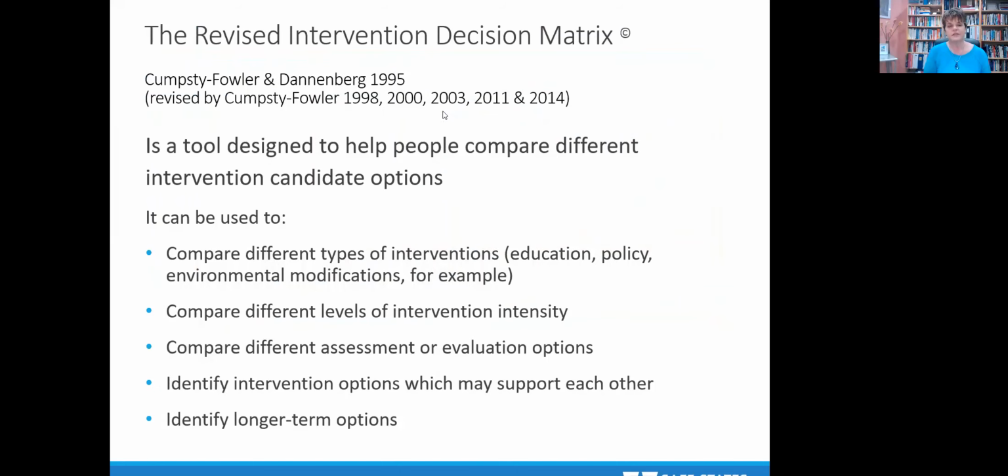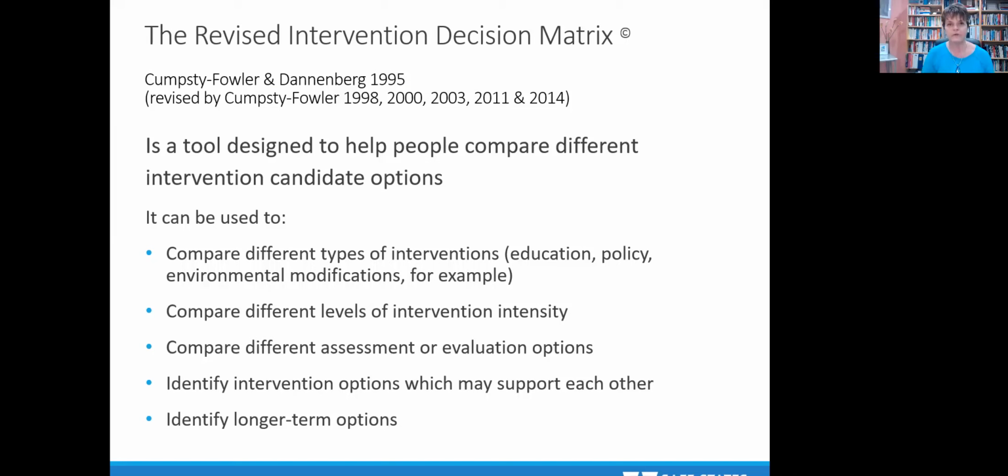The revised intervention decision matrix has a long history. Andy Dannenberg and I co-designed it back in 1995 when Andy was still at Johns Hopkins. And over the years since he's left, I've revised it many times again, and always with the input of students or community partners as we used it and found that there were ways we could tweak it. But essentially, we designed it to help people compare different intervention candidate options. And I use the word candidate intentionally.